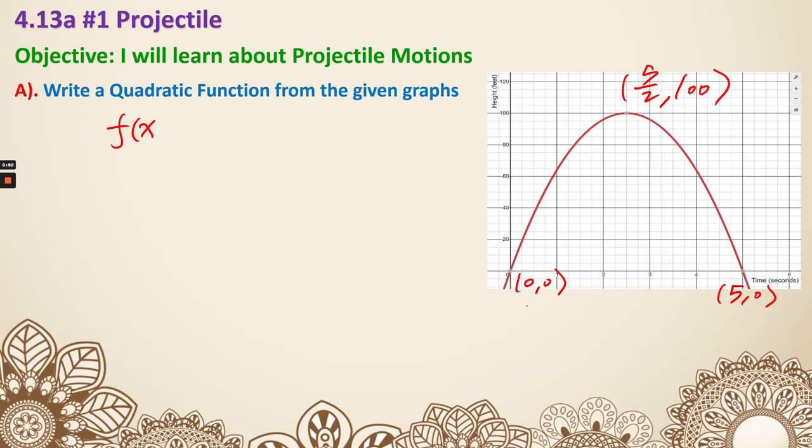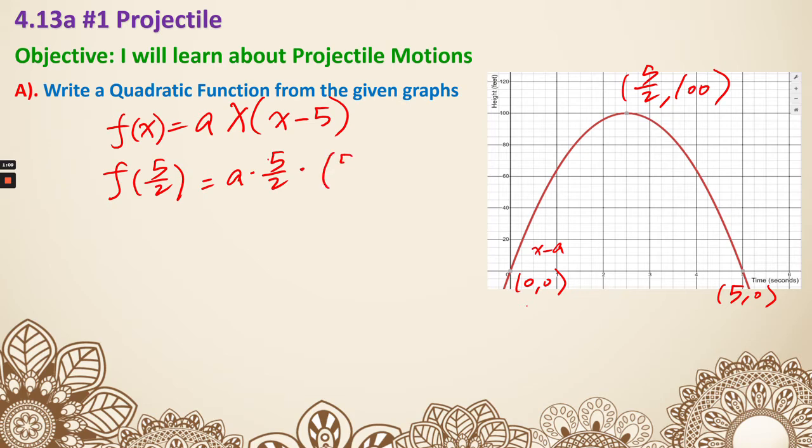I can set it up as a times x, because it's just x minus 0, so it's just x, and the other one would be x minus 5. Now I can plug in the 5 halves: f of 5 halves is a times 5 halves times 5 halves minus 5, that's negative 5 halves, so it's going to be negative 25/4 a, which equals 100. So I would get a equals negative 16.